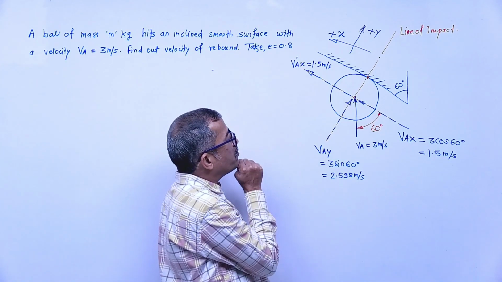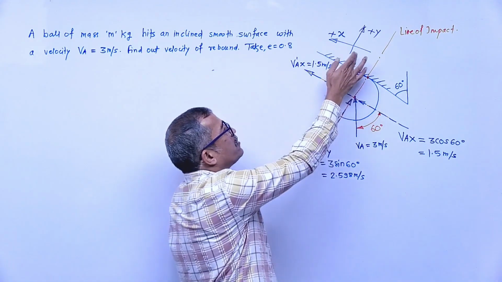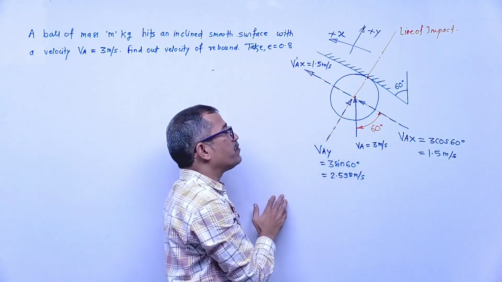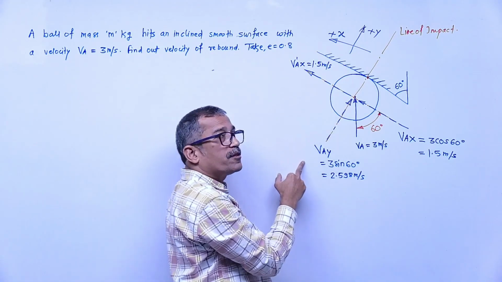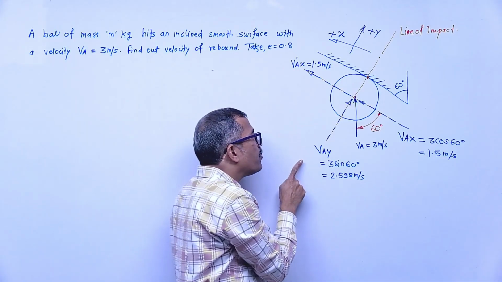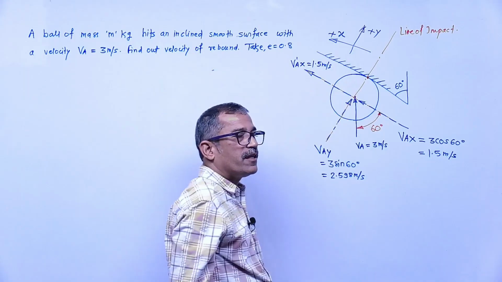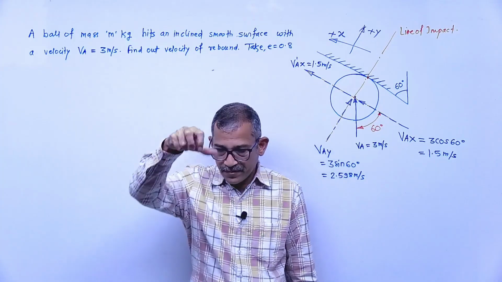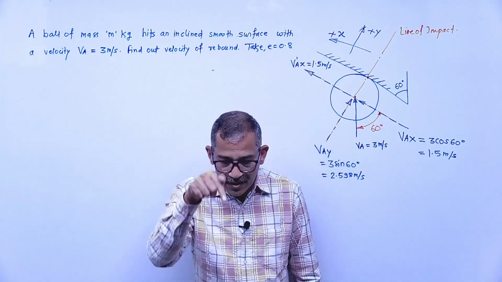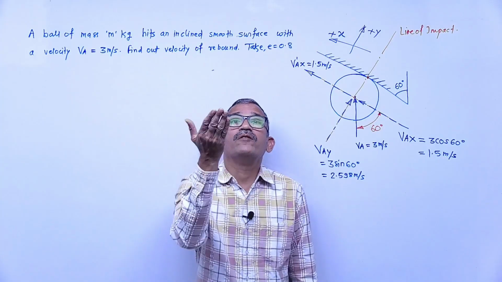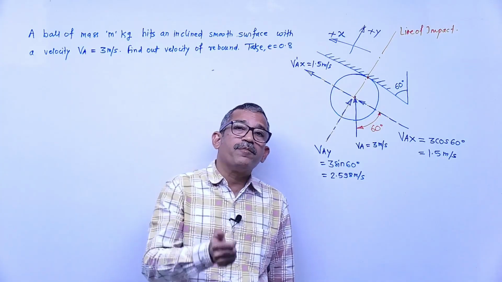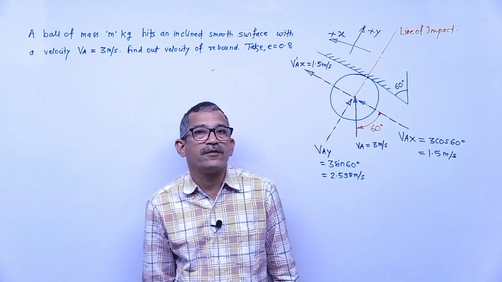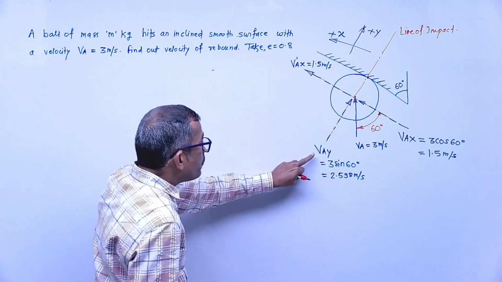For the coefficient of restitution, what happens? If this one is another body, its velocity is 0 before impact and after impact. So as per the coefficient of restitution equation, when any body strikes, it rebounds in the opposite direction. In our theory lecture number 2, watch carefully: the ball is thrown in a downward direction, strikes and rebounds in an upward direction. After impact, the velocity it gets is minus e times the velocity before impact, Va dash y.